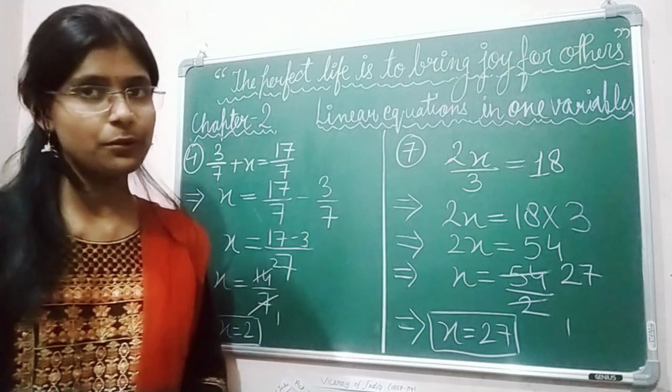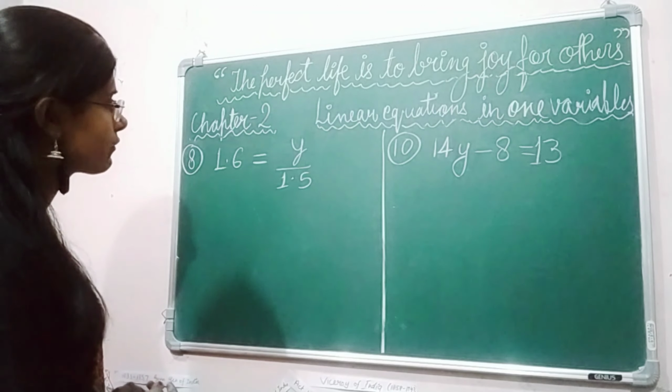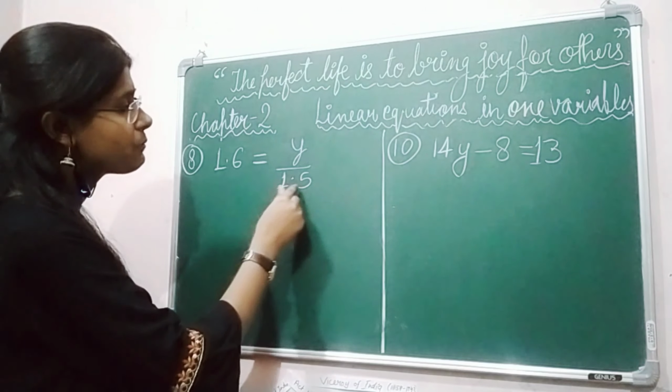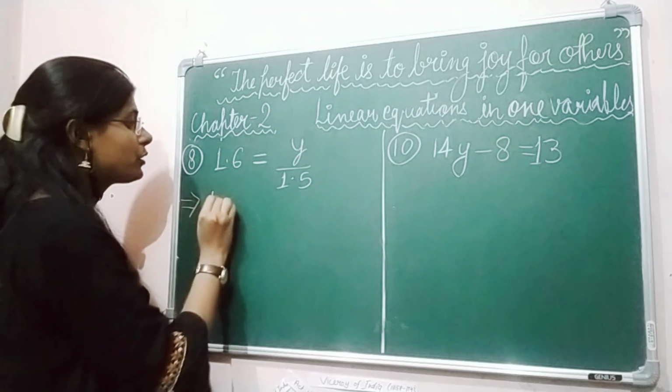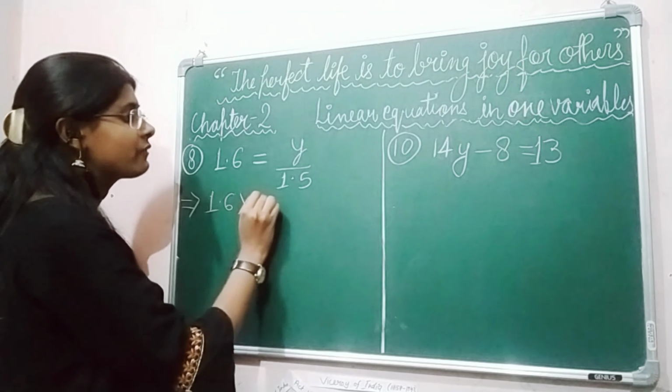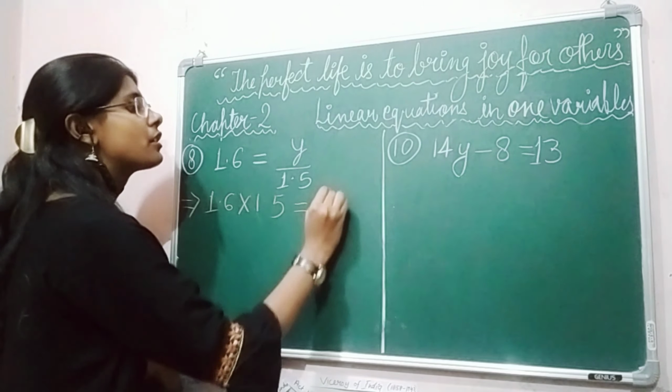Now let's see one more different format where you will be using all these plus minus signs but the numbers in the decimal form. So the 8th part of it is 1.6 is equal to y upon 1.5. Which digit should we actually transfer? We should transfer this 1.5 to 1.6. What will you get? You will get 1.6 multiplied by 1.5 is equal to y.